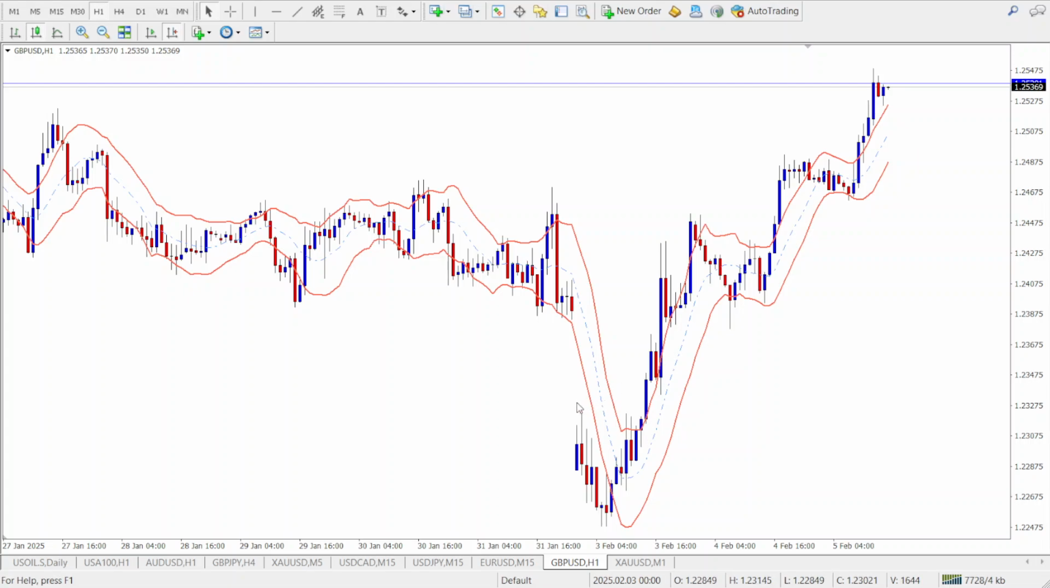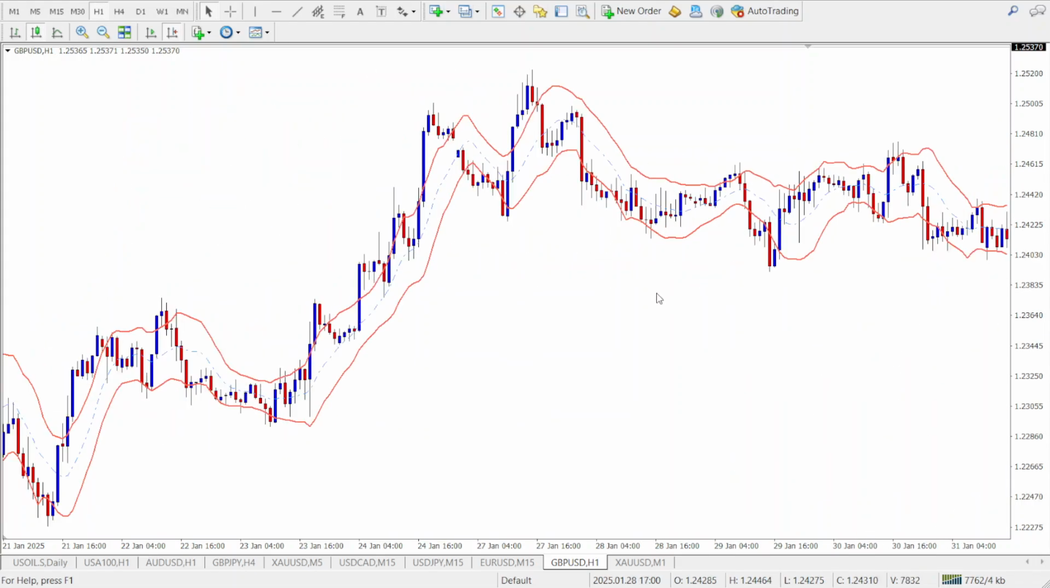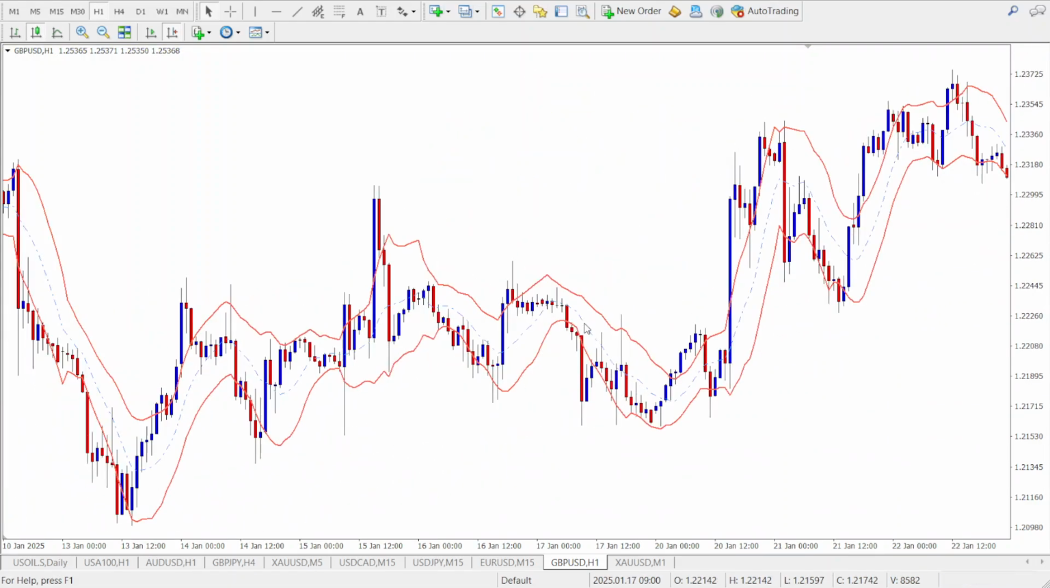Then the second strategy you can use this for is the reversal strategy. This is ideal in markets that are overextended. If price breaks above the upper band and then quickly returns inside the channel, it might be a sign for a reversal.